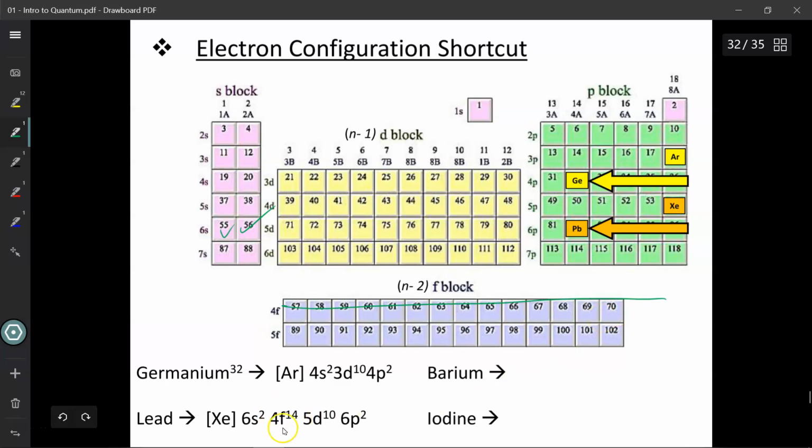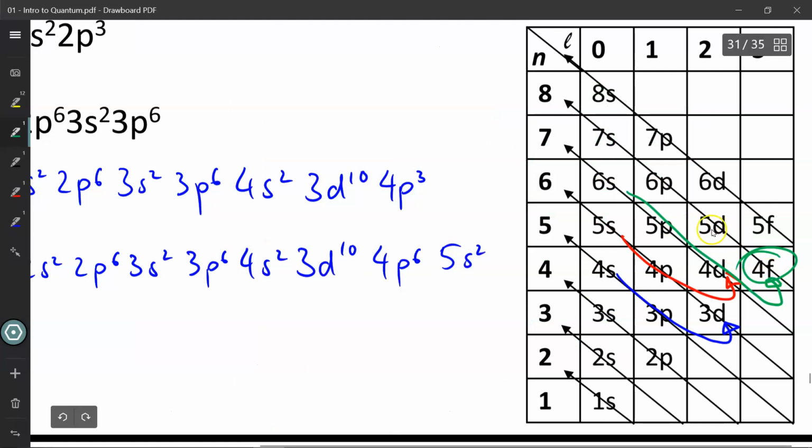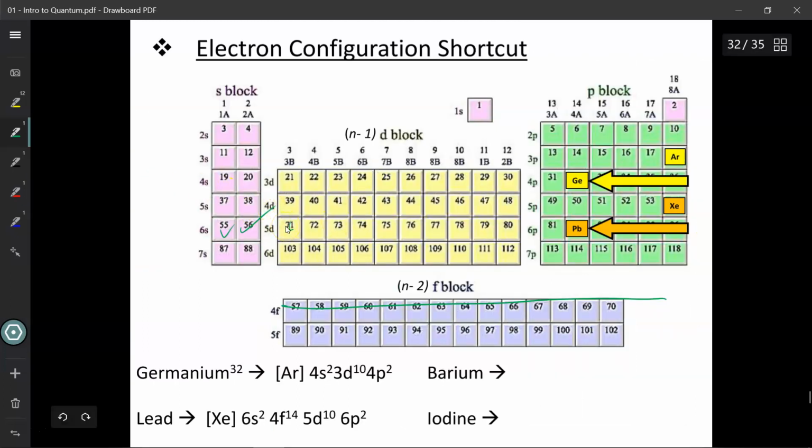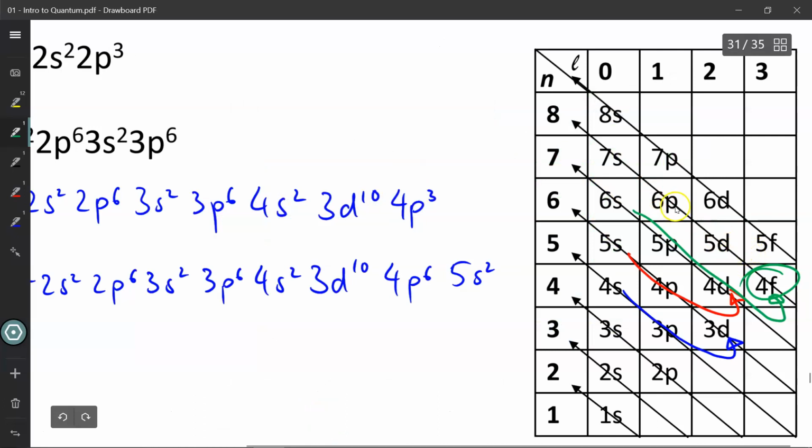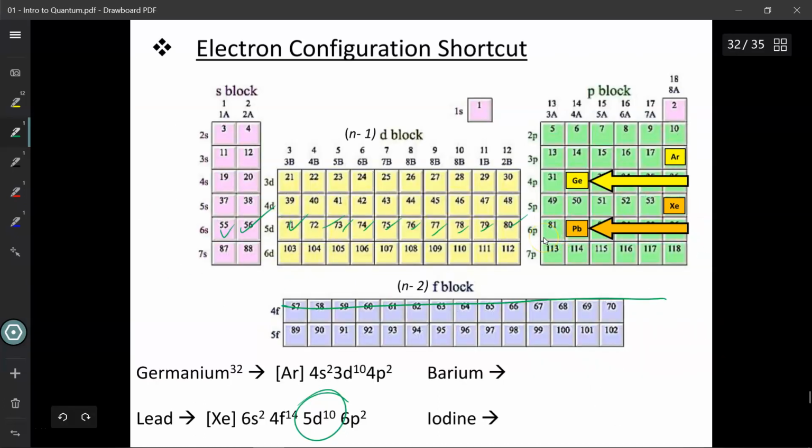After 4f14 are the 5ds. So 5d 1, 2, 3, 4, 5, 6, 7, 8, 9, 10. So 5d10. After the 5ds are the 6p's. 6p1 and 6p2 is where we end off. Alright, so what I want you to do is press pause and try out the shortcut method for the electron configuration of barium and iodine. When you're ready, press play.